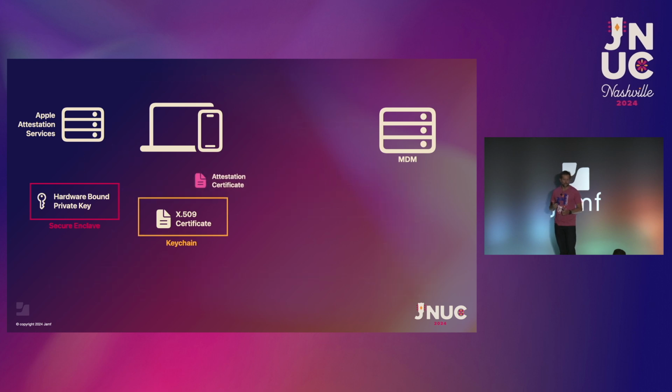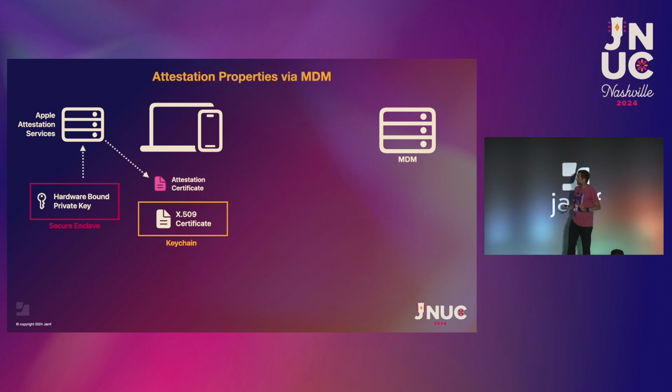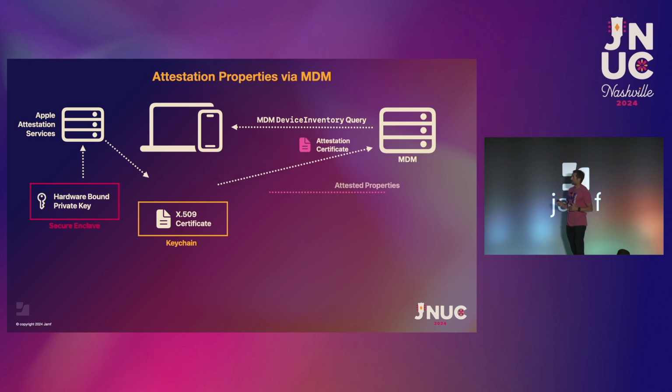Right. Now, the second way you could get to these attestations is through an MDM property. When you enroll the device into device management, that same process will happen with the Apple attestation servers, where we'll get this attestation certificate back from Apple onto the device. Now, when Jamf Pro queries the device with a device inventory query, there are new additions here so that we will actually get that attestation certificate back to the MDM.